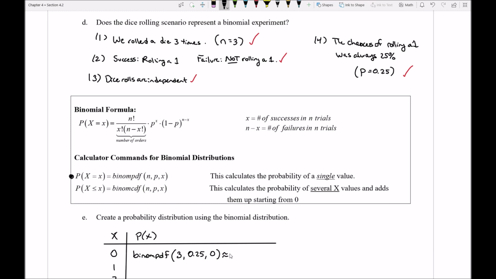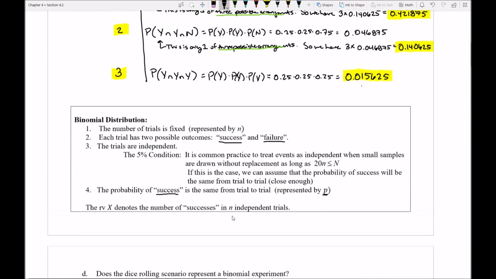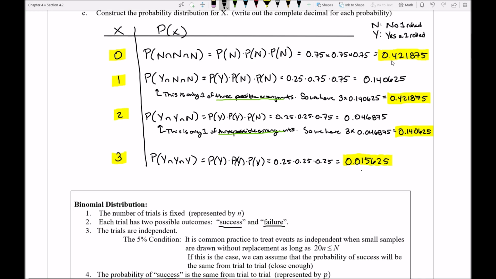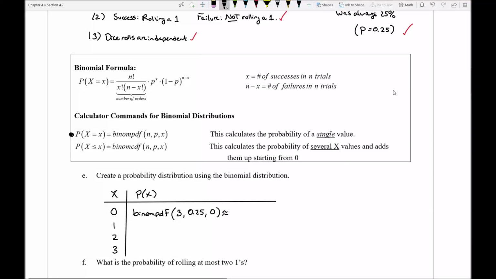Now once I do this, I can go to my calculator and type all of this in, and then have the calculator compute the resulting value. The value that I'm hoping the calculator produces will be exactly this value, 0.421875. All right, so let's go to the calculator and see if it can actually produce this.